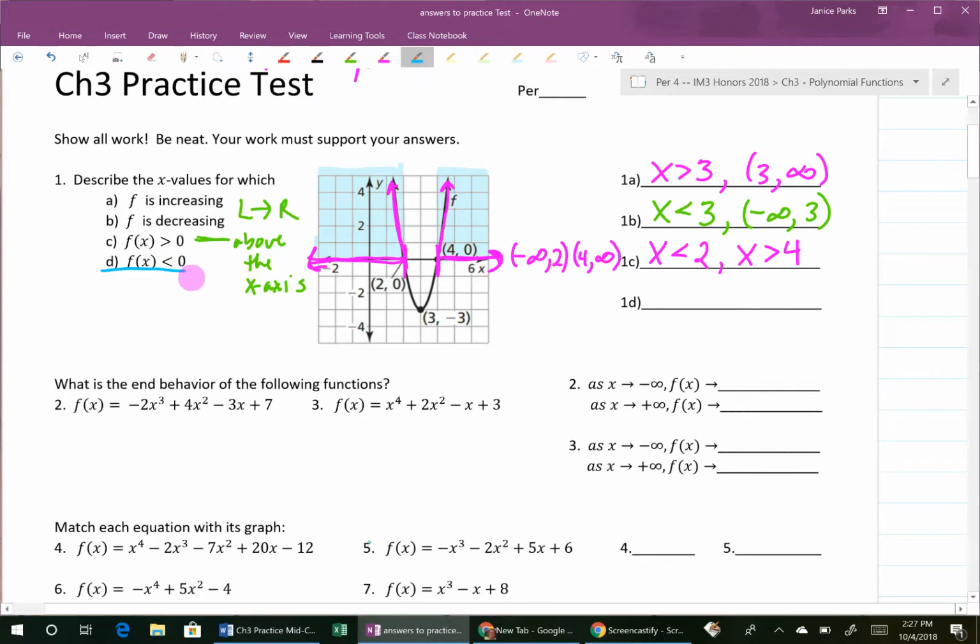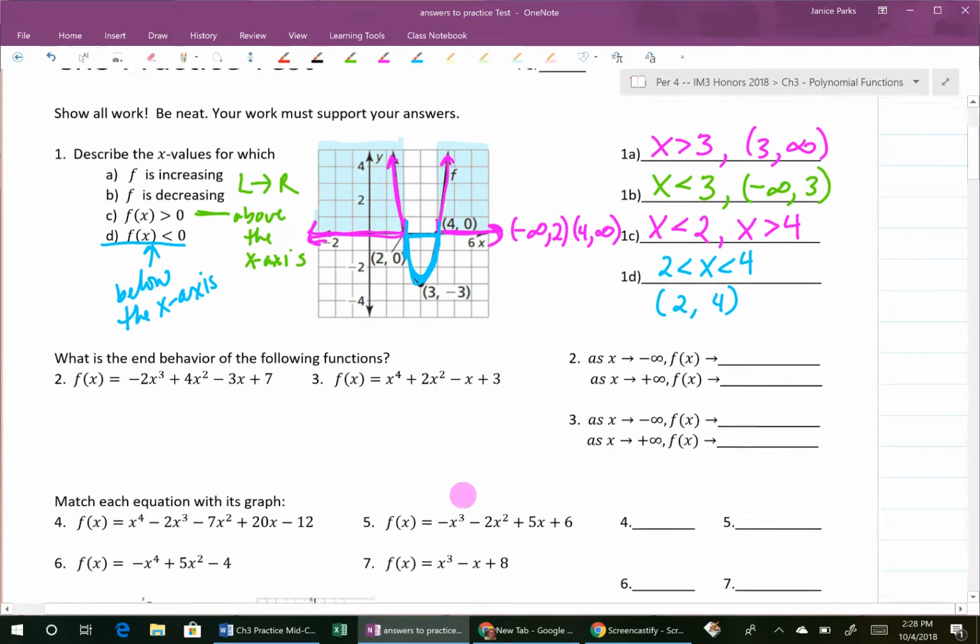If you're looking for where f of x is less than 0, or below the x-axis, it's below the x-axis only down here. So it's between 2 and 4. When you write that, you would say where x is greater than, that's not negative 2, that's positive 2, and less than 4. You cannot write the answer to 1c with the numbers in the wrong order because it doesn't logically make sense. You can write it like this, or you can also say from 2 to 4.